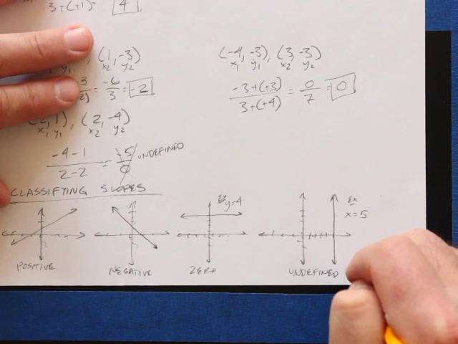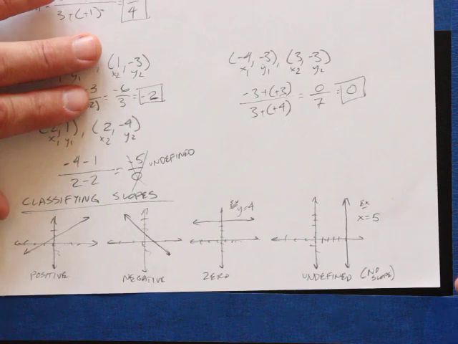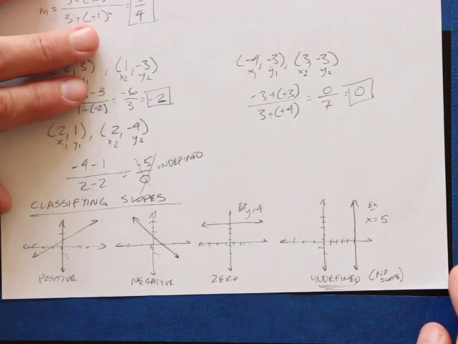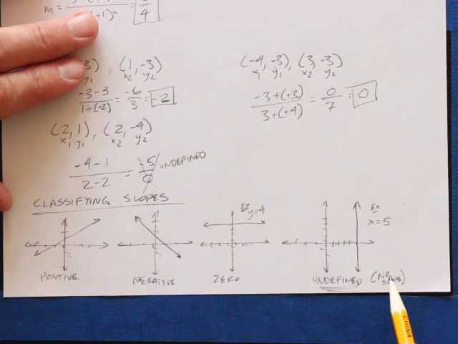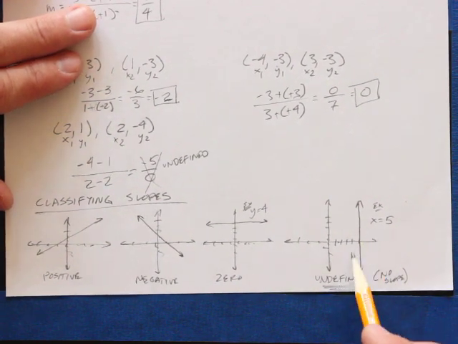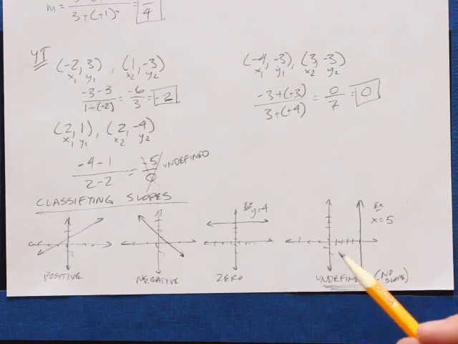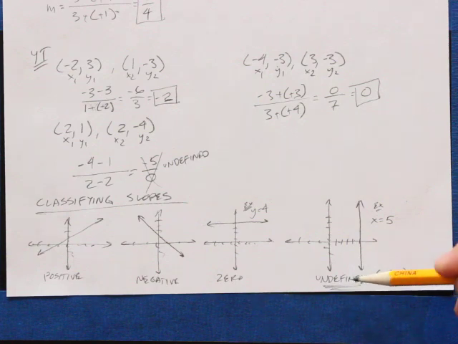Also, you might see it as no slope. But undefined is really the best way to talk about this. So we've got 0 slope and no slope. Those are two different things. But undefined is kind of a better way to say that. But we see it as no slope sometimes as well. So this is just a vertical line, x equals 5 or x equals whatever the number is. That's going to have no slope or undefined.